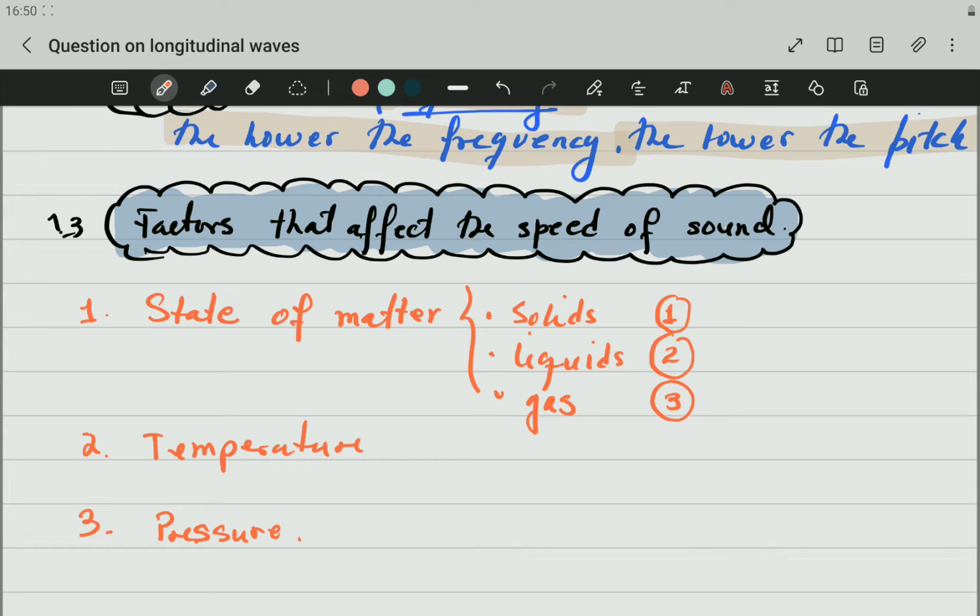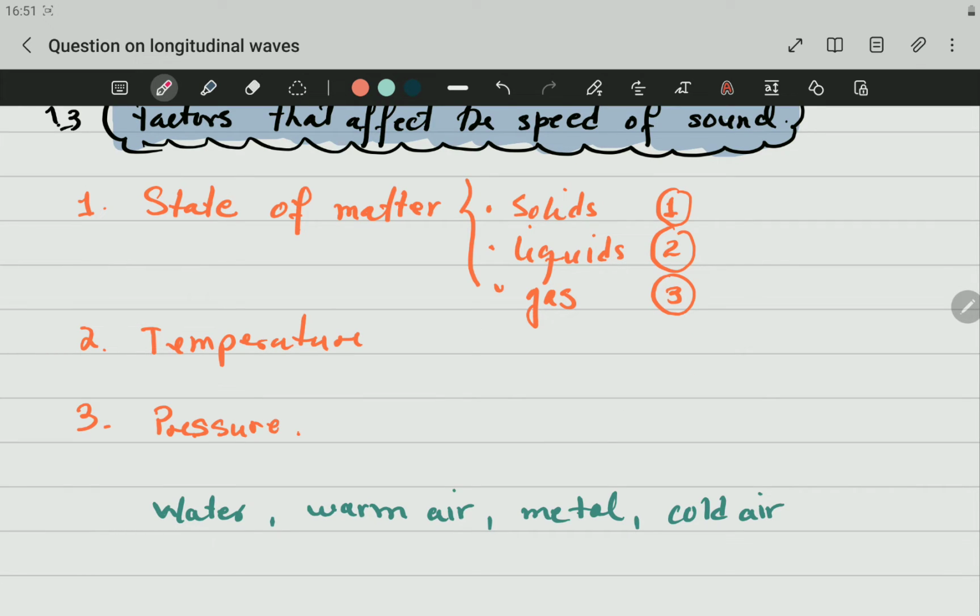Now, in the question, we have different substances. These are the materials or mediums they give us for sound to travel. We have water, warm air, metal, and cold air. So we have to look at what factors are there. First of all, we're looking for metal. Metal is the fastest one. It's in solid state, and the particles are very, very close to each other, so sound will propagate faster.